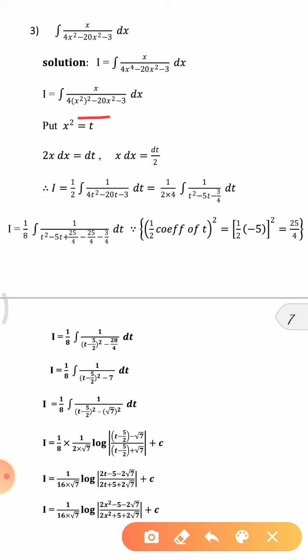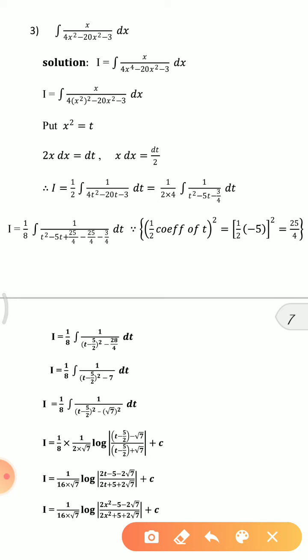Integral of x upon 4x⁴, that is 4(x²)², minus 20x² minus 3. We put x² equal to t. The derivative of x² is 2x dx equals dt. We want only x dx here, so 2x dx equals dt, and shifting that side, x dx equals dt upon 2.